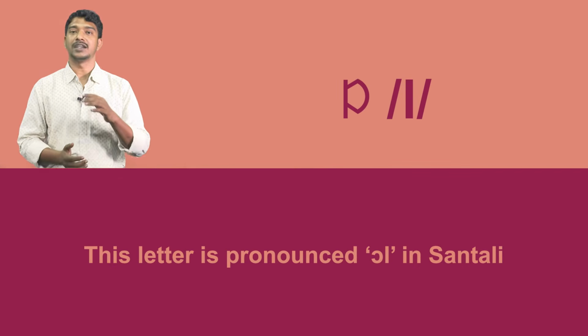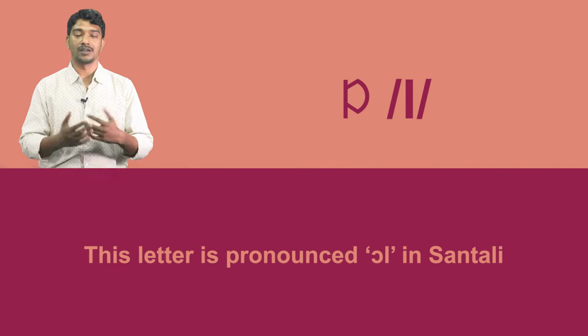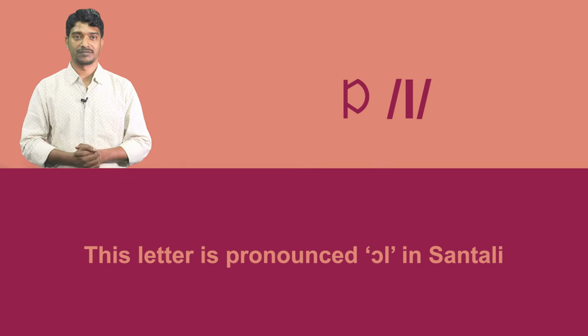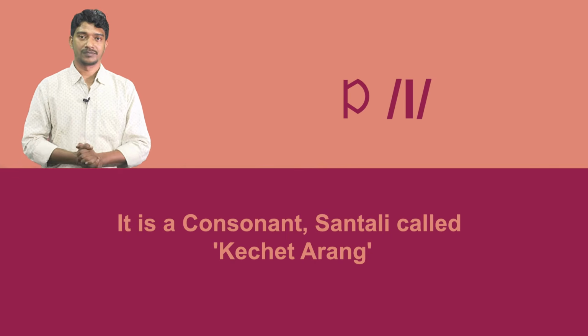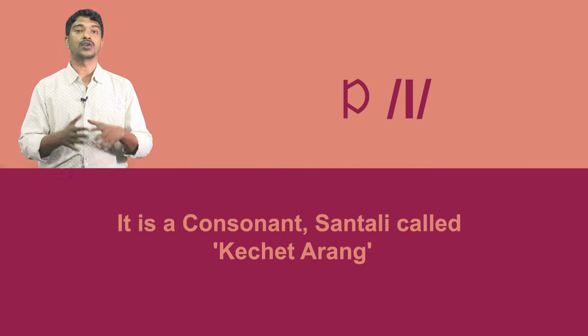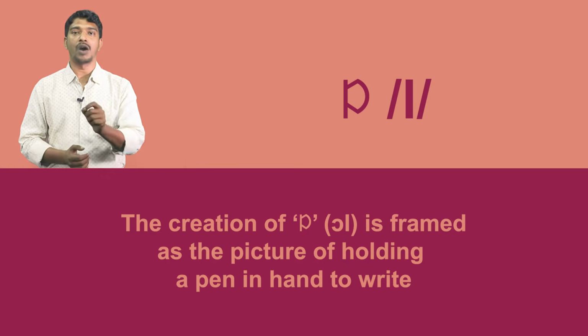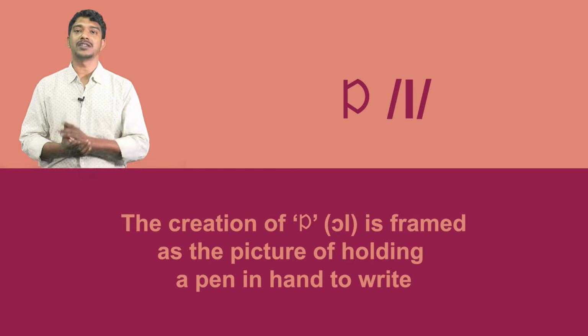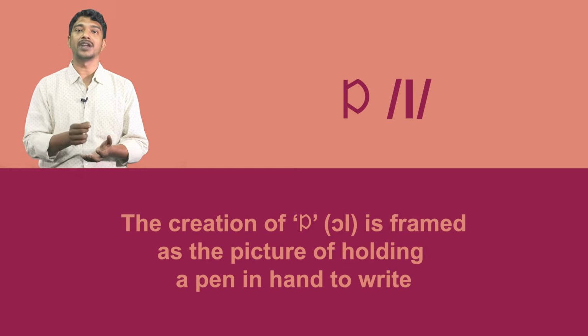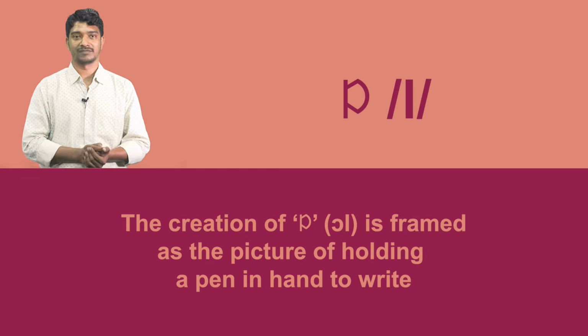The fifth letter of the set is Ol. This letter is pronounced Ol in Santali. It is a consonant. In Santali, it is called Kechet Arang. The creation of Ol is framed as the picture of holding a pen in hand to write.